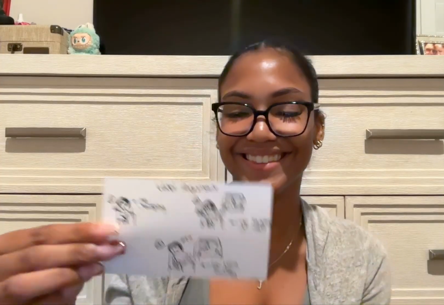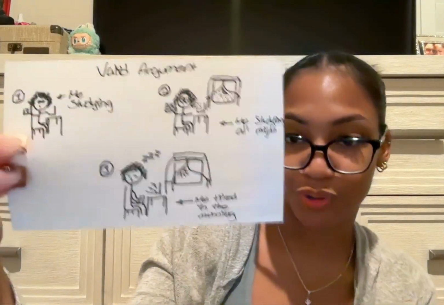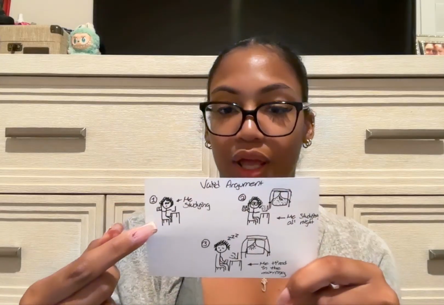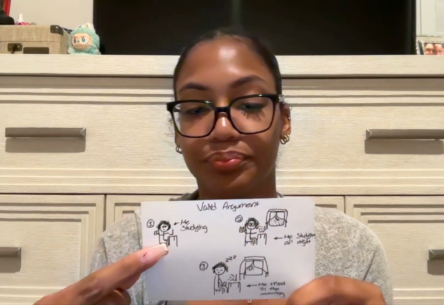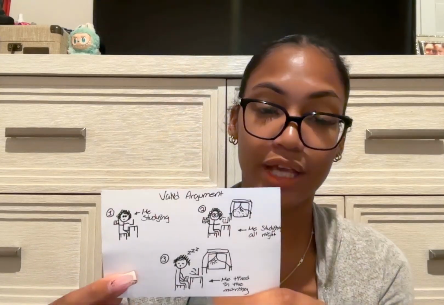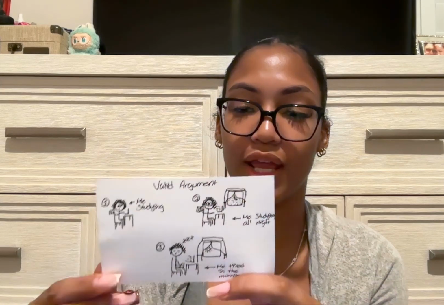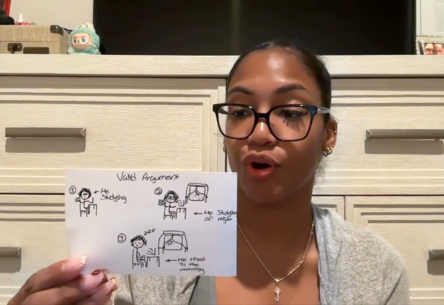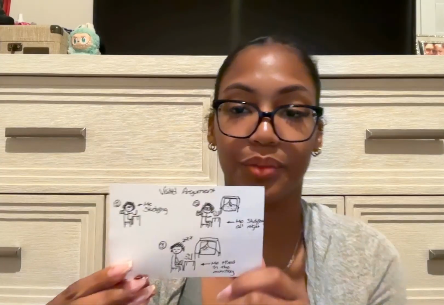As an example, I drew a little diagram. Premise 1 says, if I study all night, I will be tired in the morning. Premise 2 says, I studied all night. So the conclusion will then say, therefore, I will be tired in the morning.